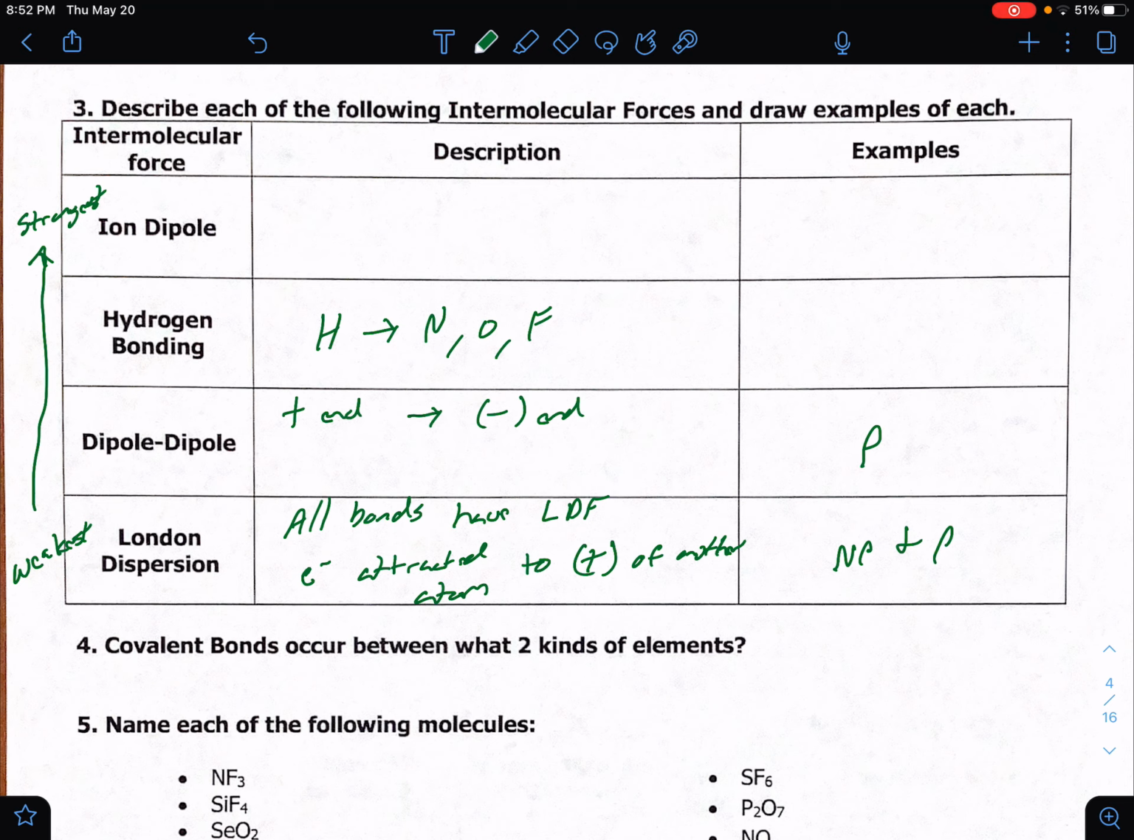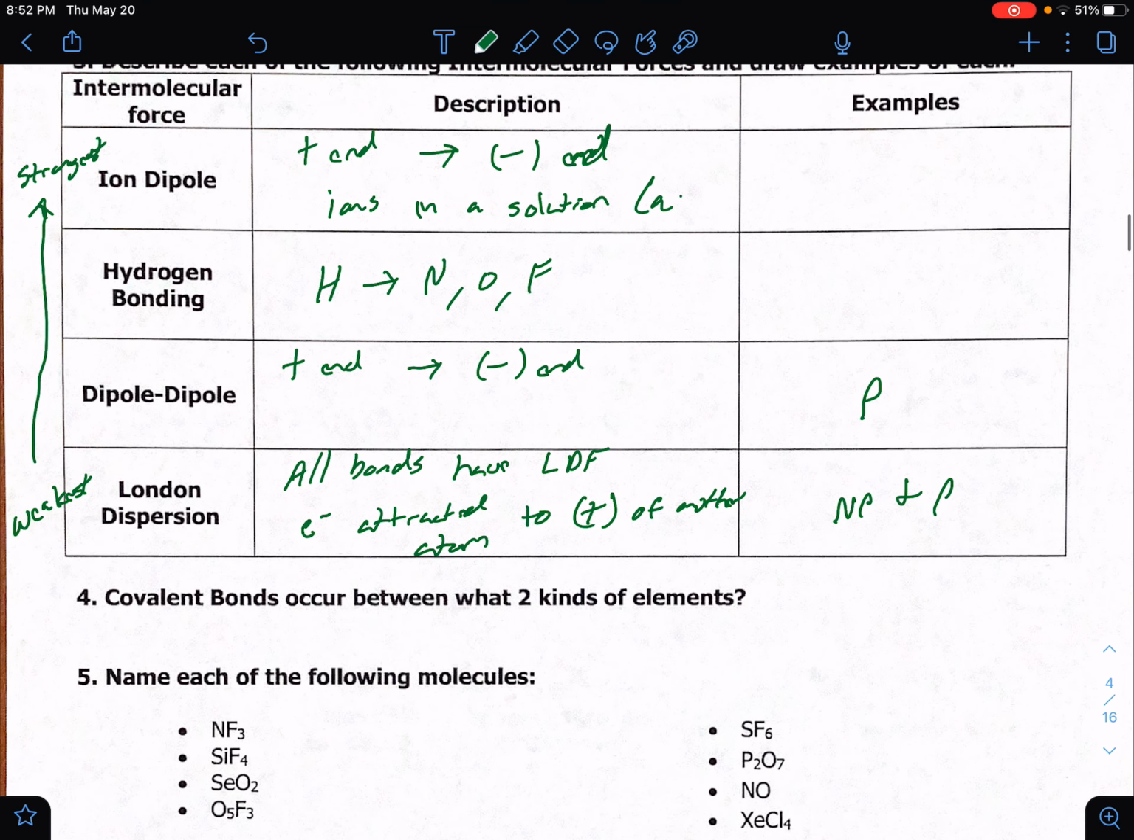Ion dipole is also when you have a positive end attracted to a negative end, but ion dipole usually happens between ions in a solution. So you would see something like aq. A good example of an ion dipole would be salt water. You have a positive sodium ion attracted to the negative ends of H2O molecules. So the big thing is looking for the aqueous sign. That would indicate an ion dipole, and that's the big difference between ion dipole and dipole.